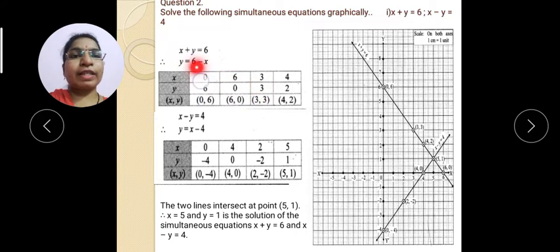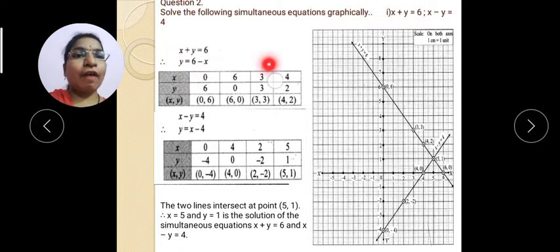So after getting, 6 - 0 is 6, 6 - 6 is 0, 6 - 3 is 3, and 6 - 4 is 2. So which are the coordinates of the points? We got 4 different coordinates here, which are (0, 6), (6, 0), (3, 3) and (4, 2).